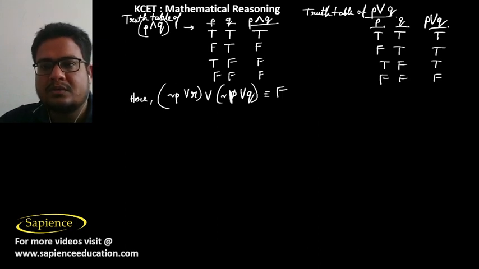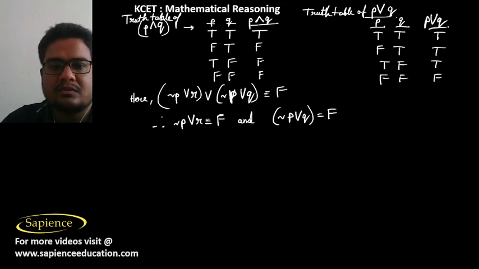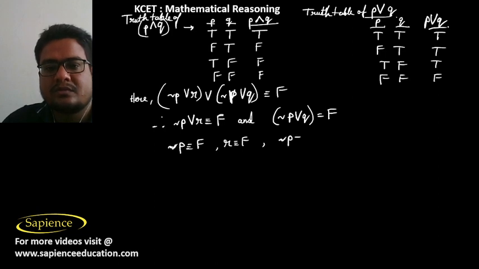So when an OR statement is false, it means that each of them should be false. Therefore, not P or R should have truth value false, and also the truth value of not P or Q should be false. And when the OR is false, each of them is false. So not P is false, the truth value of R is false, and also not P is false, and the truth value of Q is false.